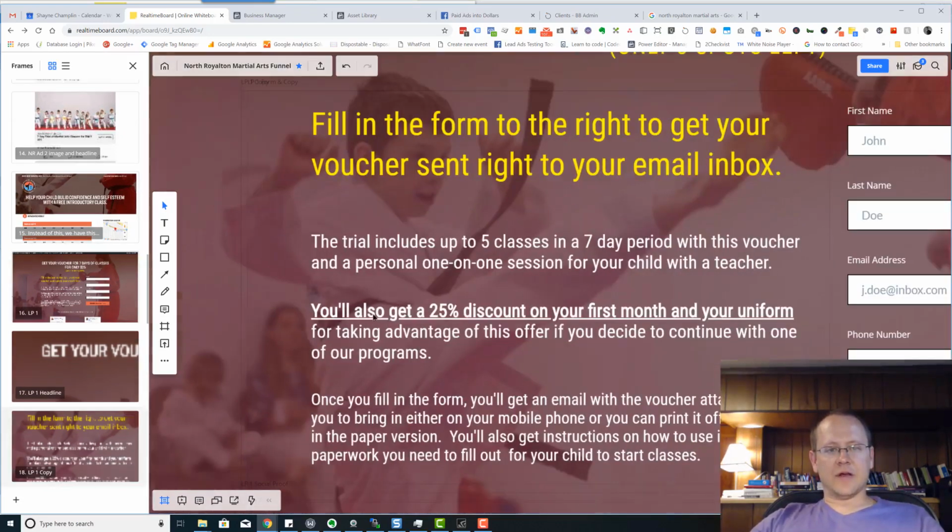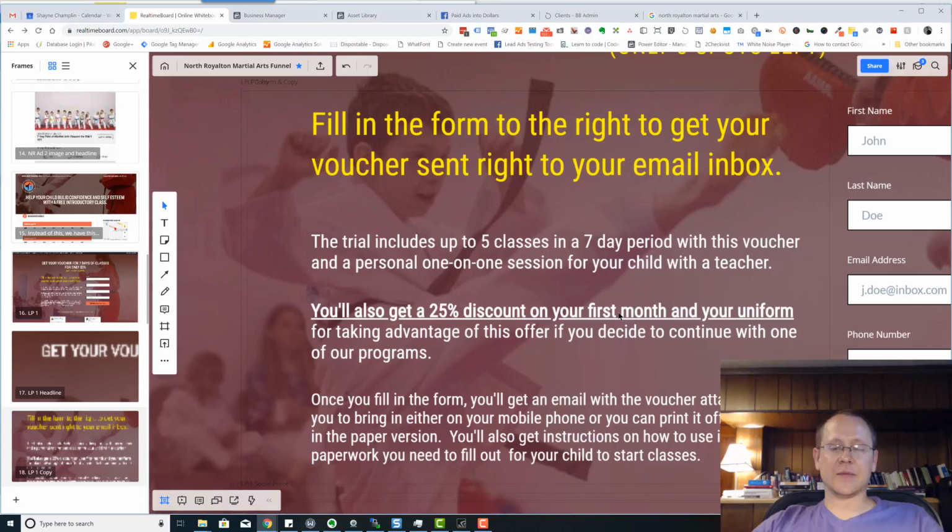If we scroll down to the copy here, we're going to give them a call to action and set the expectation of what happens when they do. They're going to get it in their inbox. The trial includes up to 5 classes in a 7-day period. This voucher is a personal one-on-one session for your child with a teacher. You also get a 25% discount.